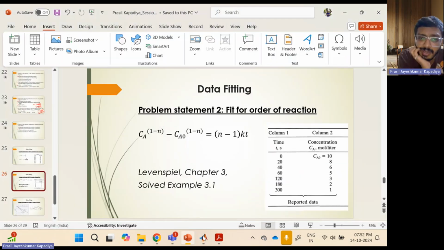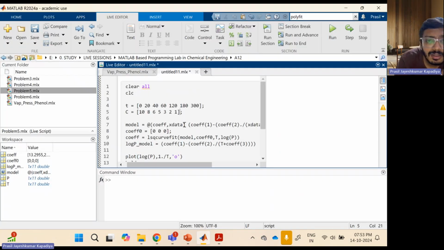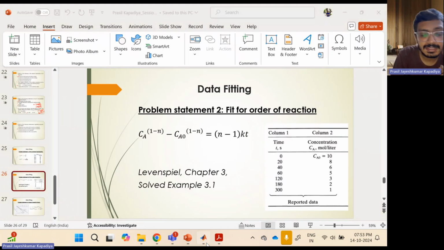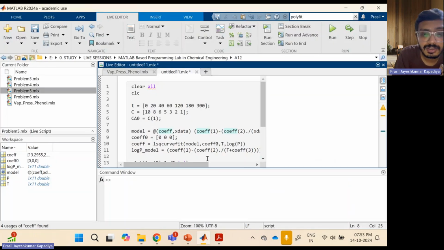Okay, this will be difficult using this thing. Okay, what can we do? Ca raised to 1 minus n. So I can write my Ca0 is equal to C of 1. Correct? That will be my initial concentration. So what is the equation? Ca raised to 1 minus n.